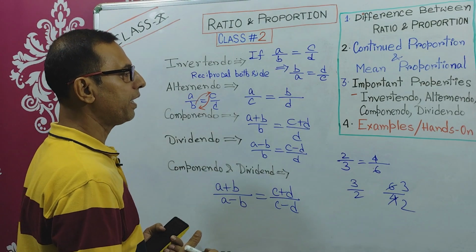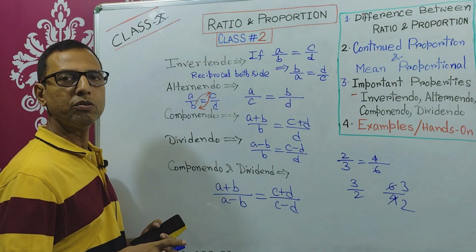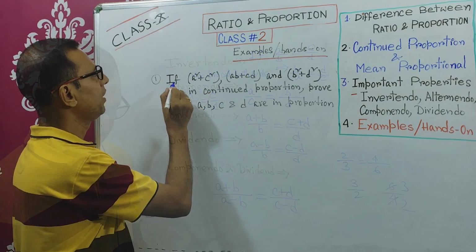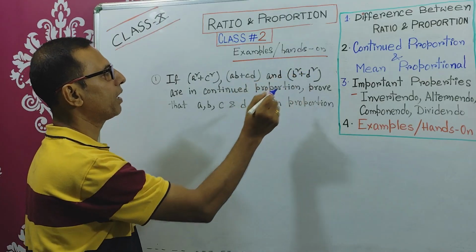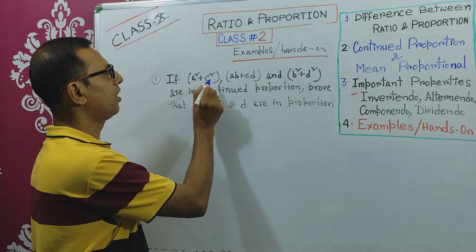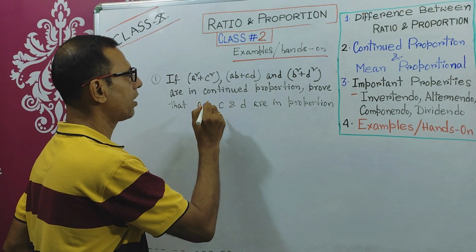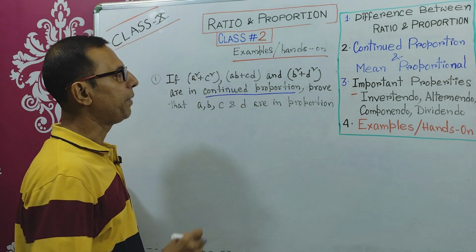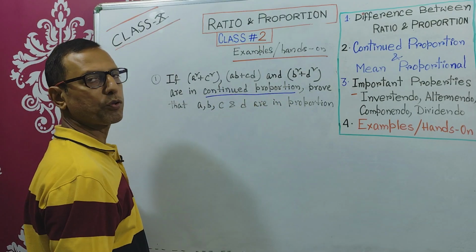Now let us do some examples or hands-on, then it will be much easier for you to relate whatever I have explained here, right? If A square plus C square, AB plus CD and B square plus D square are in continued proportion, this is the main point here, then prove that A, B, C, D are in proportion.